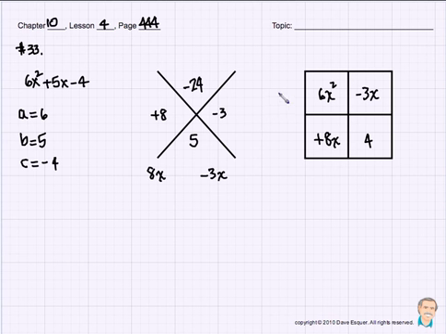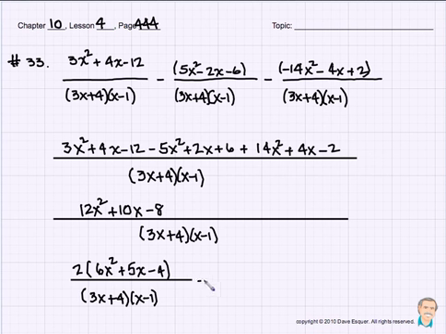So we can look at 6x squared and minus 3x, and we'll see that we have in common a 3x. And if that's a 3x, we end up with a 2x in the numerator, a minus 1 up top, a plus 4 down below, and our final check is a minus 4 in the box as it should be. Got myself scared for just a second there. So we have 2x minus 1 as a factor. We have 3x plus 4 as the second factor.